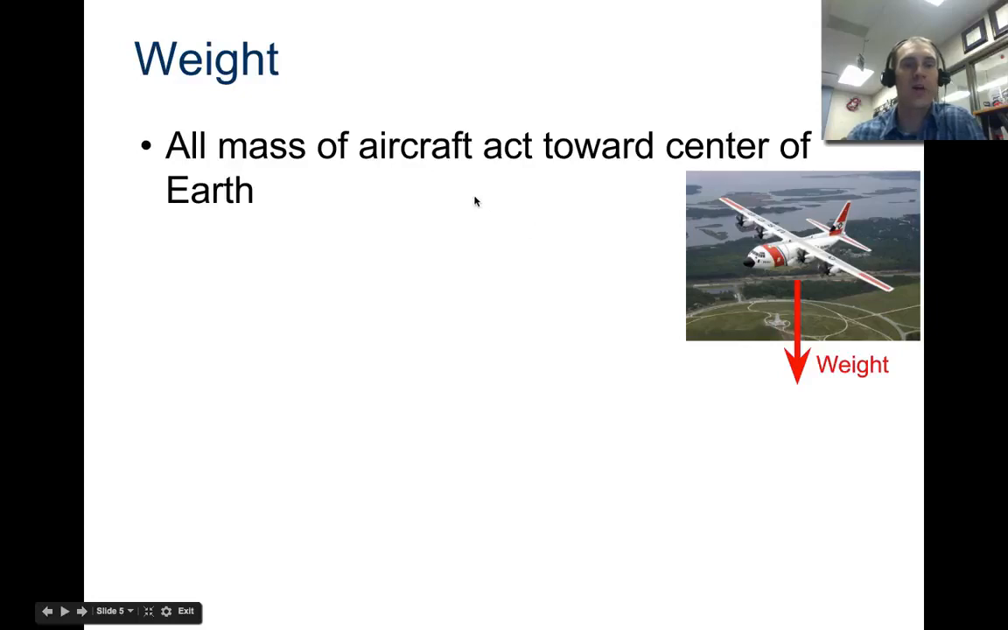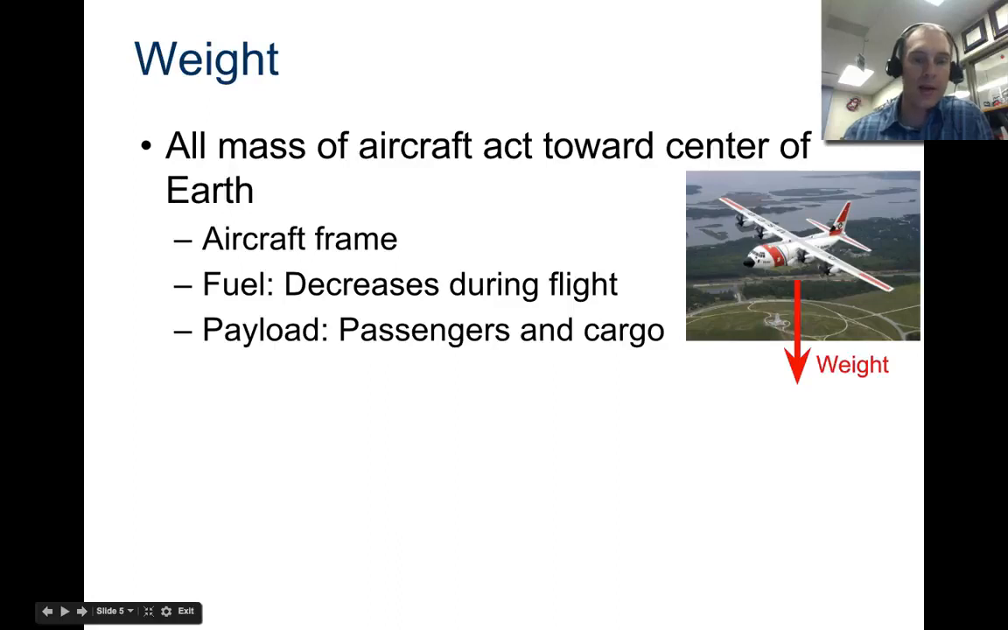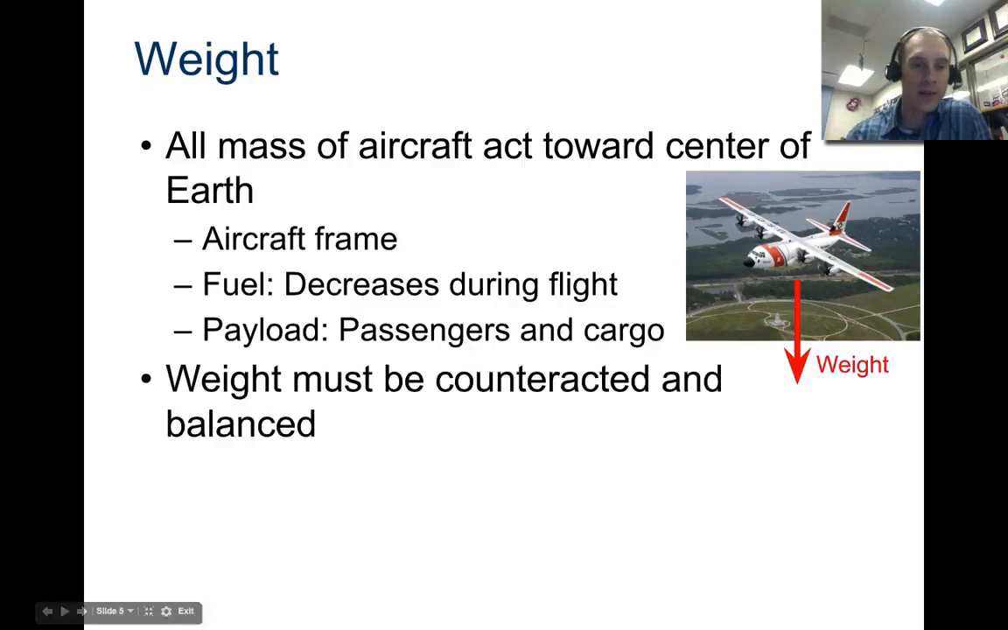So weight, again: all mass of the aircraft acts toward the center of the earth. The aircraft frame and fuel affect this. Fuel decreases during flight, so your weight actually drops the longer you fly. And payload: if you continue to throw passengers and cargo out of the plane, then your weight is going to drop also. And so it has to be counteracted and balanced. If you have too much weight in one place, your aircraft is not balanced, and it doesn't fit within that little flight envelope that we looked at earlier this year.